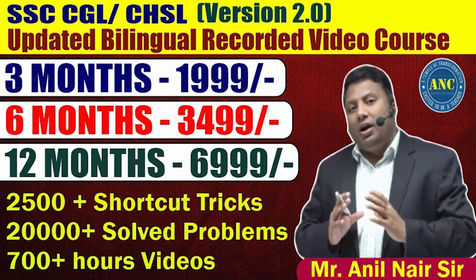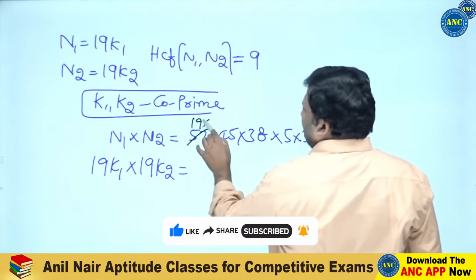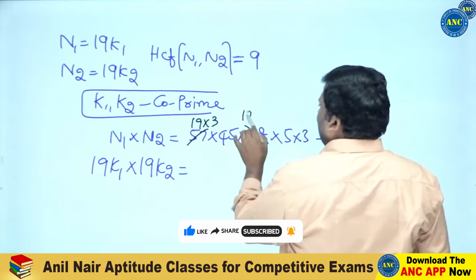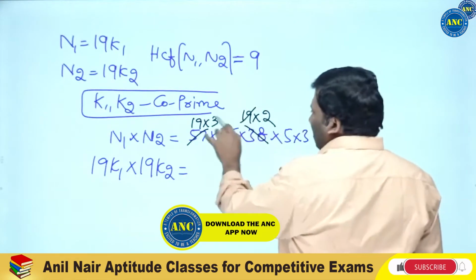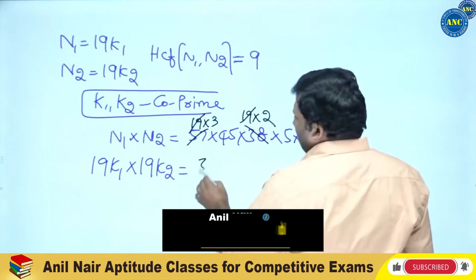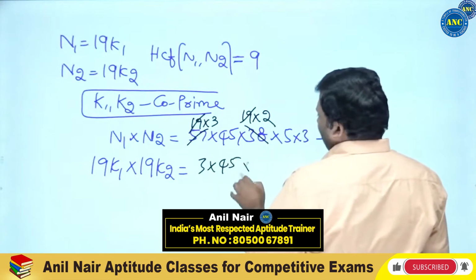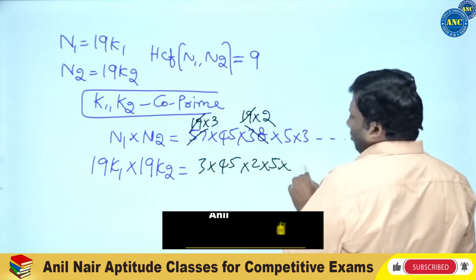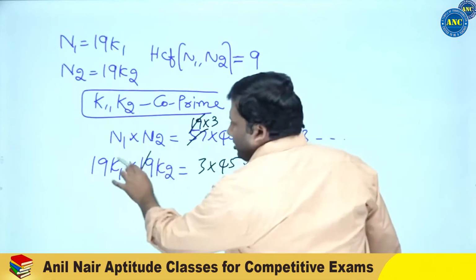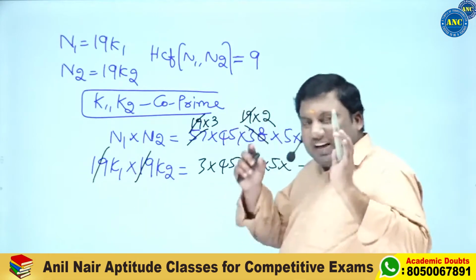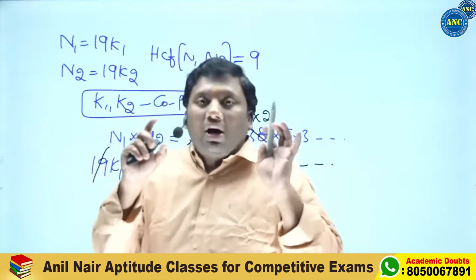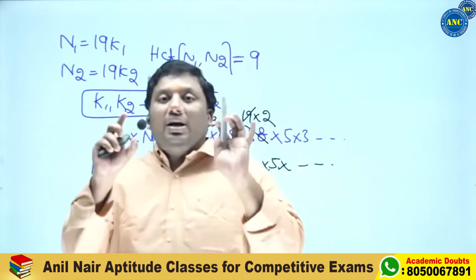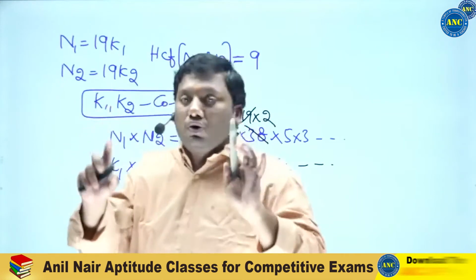This is getting cancelled. 57 is 19 into 3, 38 is 19 into 2. 19 will get cancelled. So 3 into 45 into 2 into 5 and so on. These 19s will get cancelled. It is a simple question, very easy. He is asking, in how many ways can you write a number as a product of two co-primes?